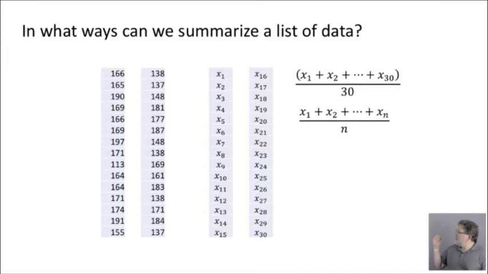So adding them all up would be x1 plus x2 plus and so on, all the way up to adding the last one, which is x sub n. When we're done with that, we divide by the number of numbers, which in this case is n. So that's a nice general formula that will always work when finding the mean. The mean and the average are the same thing, by the way. So we can use either term.